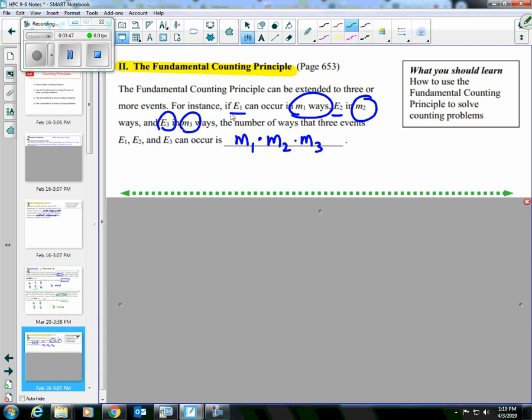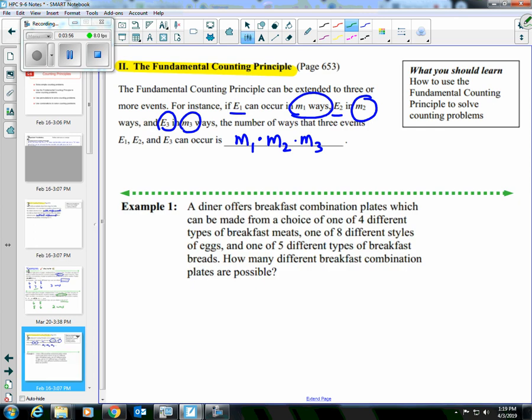So it's a product. If there were 15 events happening, you'd multiply all 15 ways together. So it's a shortcut for actually listing them all out. It works really well. So let's take a look at some of the examples you may have done earlier in your mathematical careers here with that.